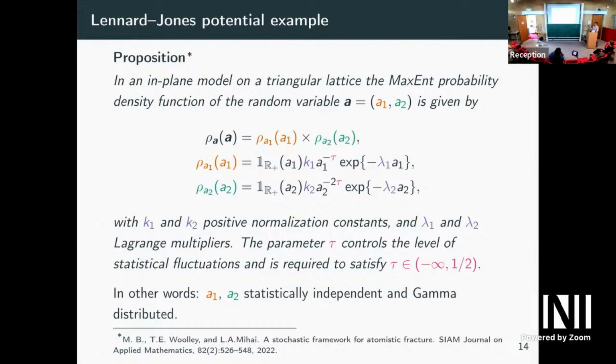Yes, and we used it to do some prototype UQ for atomistic fracture, because that's what I worked on in my PhD as well. So it was easiest to formulate it in the context of fracture.